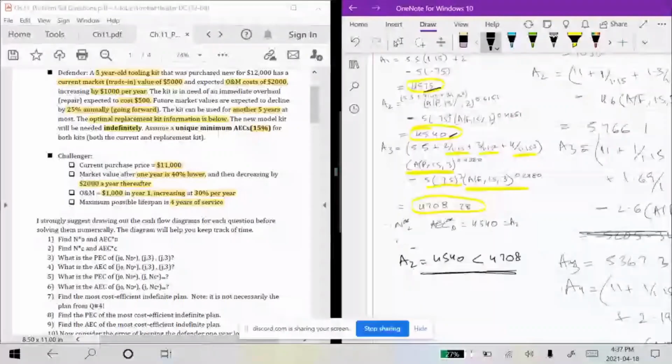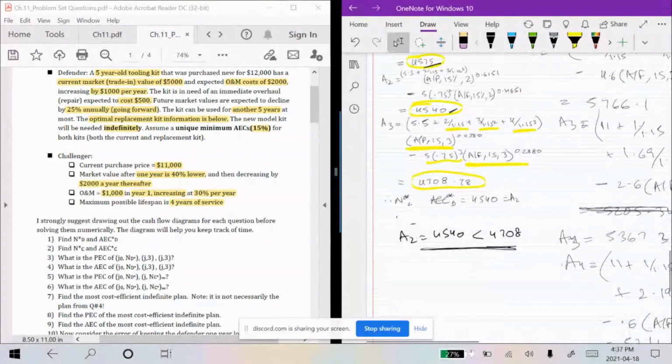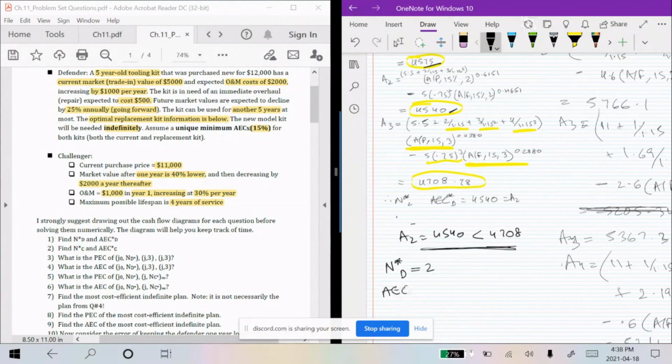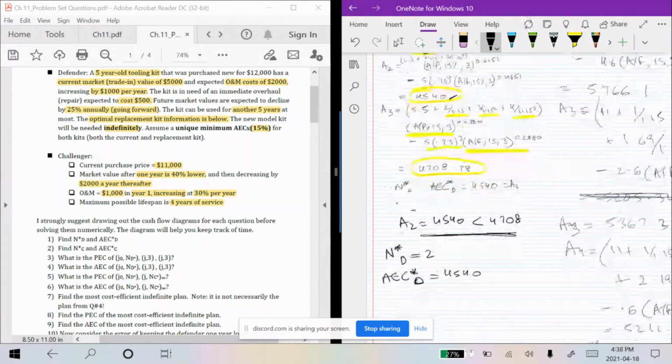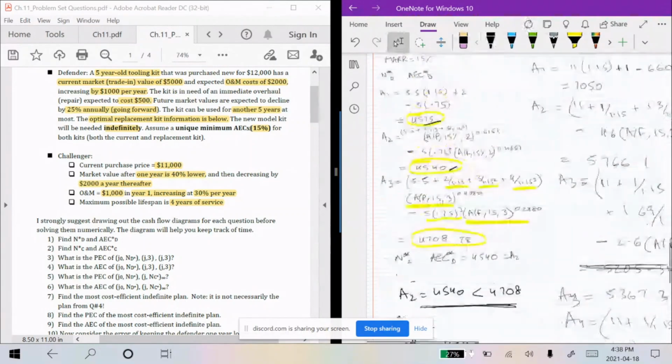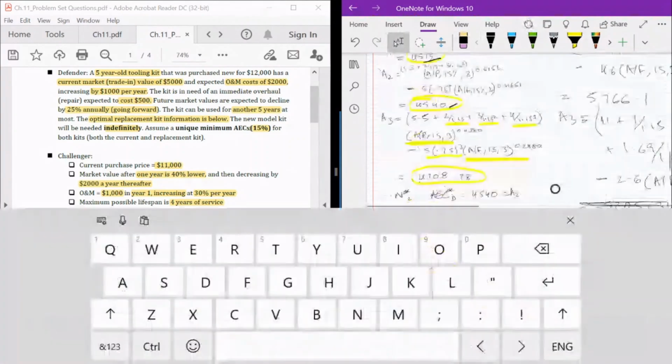So we know the most efficient cost plan is keeping the defender for 2 years. N star D equals 2, and AEC, the most efficient cost for D, is going to be 4540. This was for the defender. We do the same thing with the challenger next.